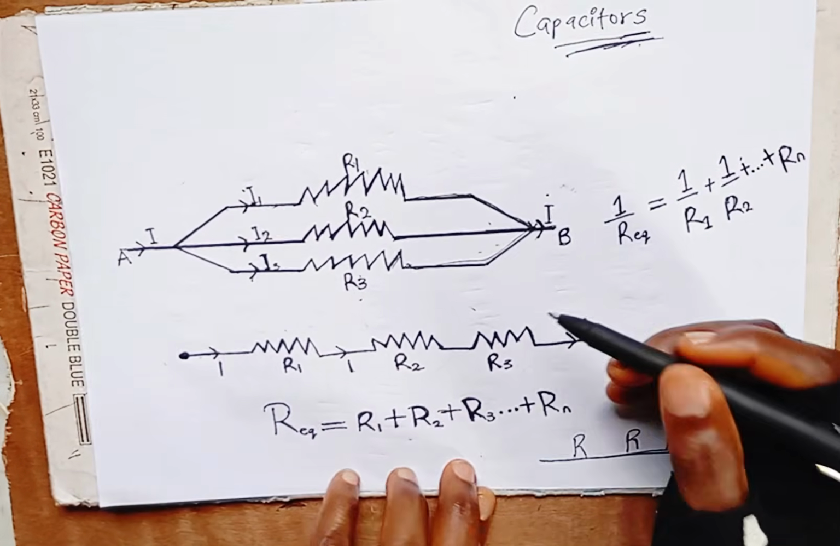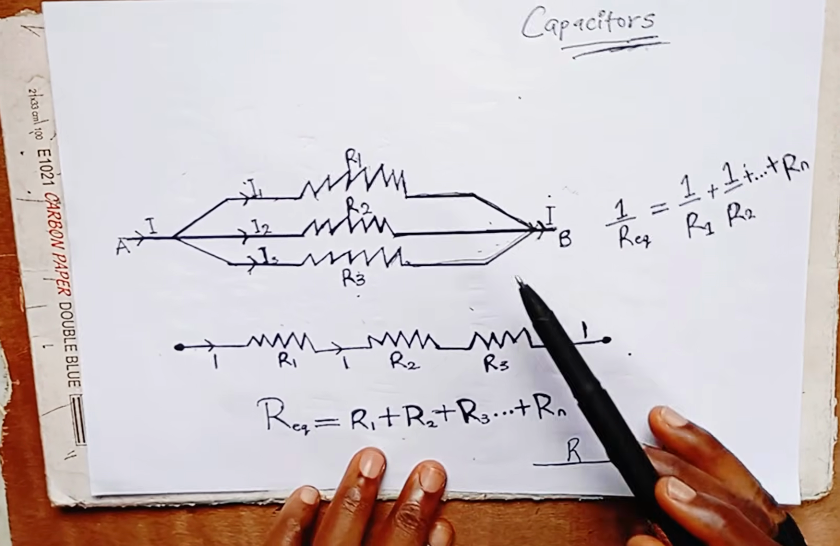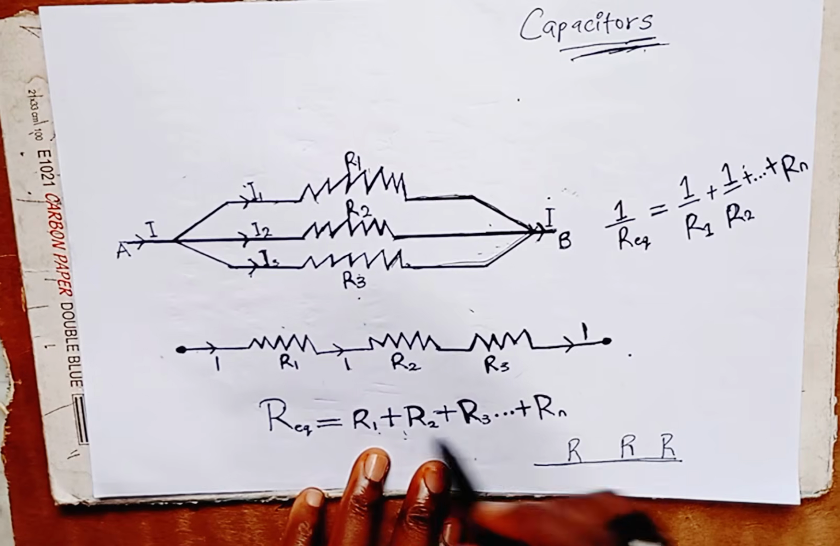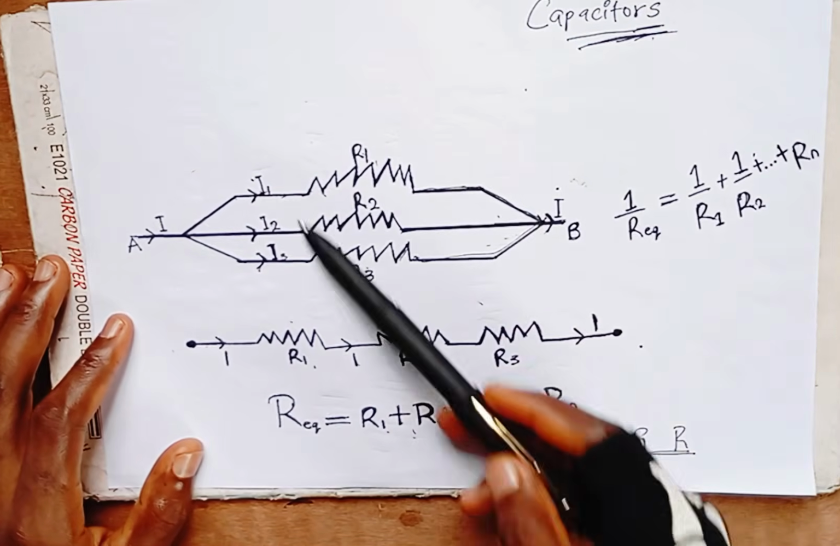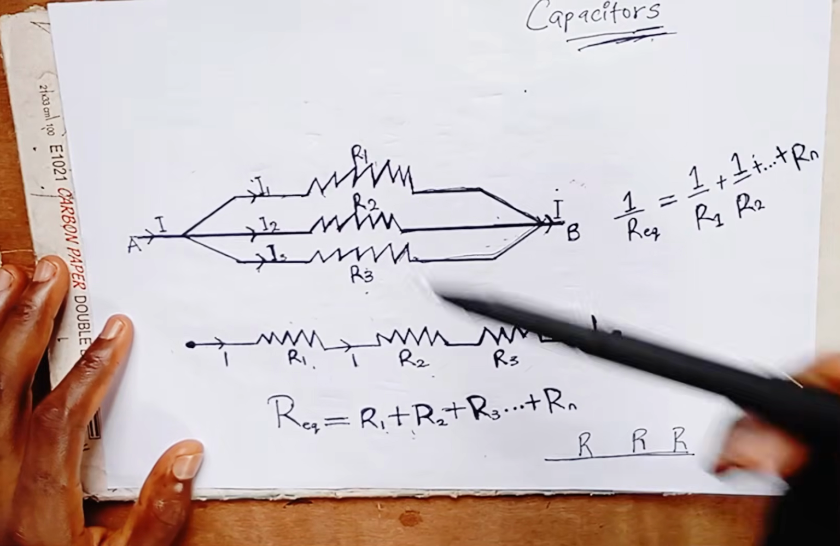So the formula: when resistors are connected in series, that's straight, you just add up all the resistances: resistance 1, resistance 2, resistance 3, add all of them together. When resistors are connected in parallel, like this one with branches, what do you have to do?